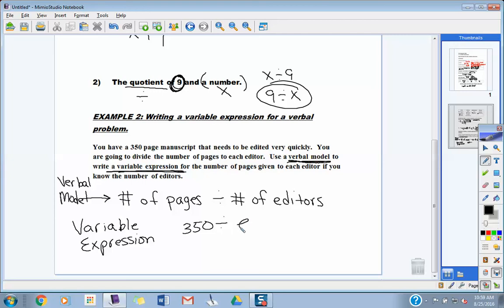Now, if this problem pertained to our classroom then, what value would we plug in for E to determine how many pages each editor would have to edit? How many people were in the room? 24. So you would plug 24 in for E, and that would tell you how many pages each editor has to edit. Okay? So would you want your room to be full of people or not many people at all to edit that? Well, it'd be full. You don't want to edit a ton of pages.